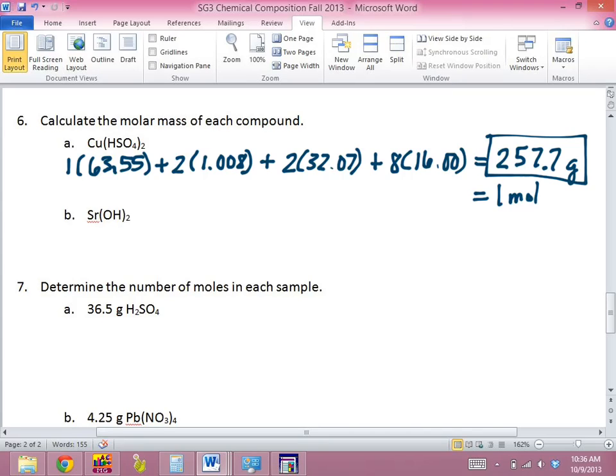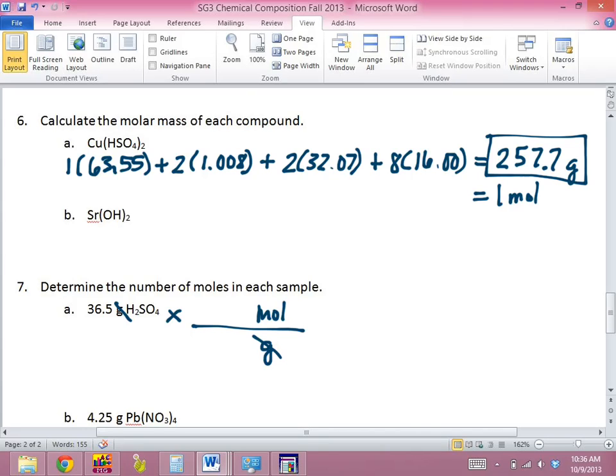Let's look at number 7. Determine the number of moles in each sample. So here we're given 36.5 grams of sulfuric acid, H2SO4. So we want to multiply by moles and divide by grams. That's what the units tell us to do. But we need to know the relationship between grams and moles.